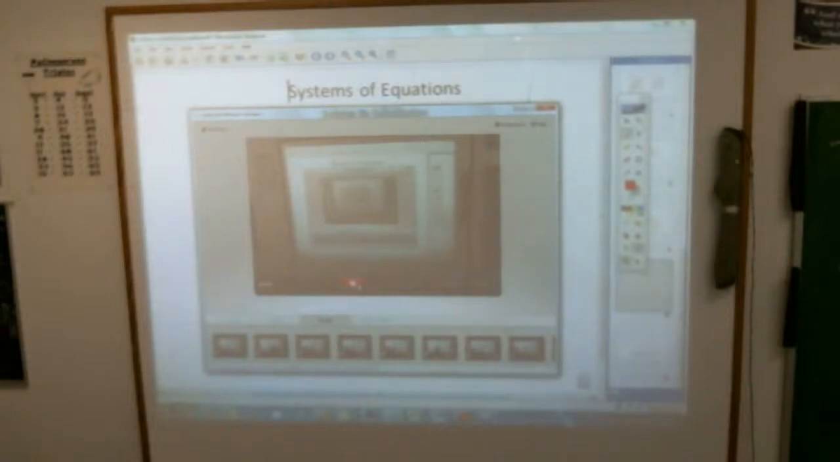Exact thing except it's completely different. Think about that for just a minute. Same exact thing, just completely different.